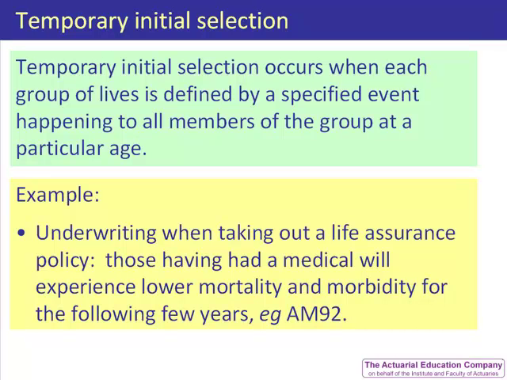A good example of this is the underwriting process applied to lives taking out life assurance policies. Those having had a medical assessment when taking out a policy will experience lower death rates and lower sickness rates than the population as a whole for the next few years. We're familiar with this form of select mortality from the AM92 mortality table. We use square brackets to denote the age at which the life experienced the specified event, in this case a medical assessment.